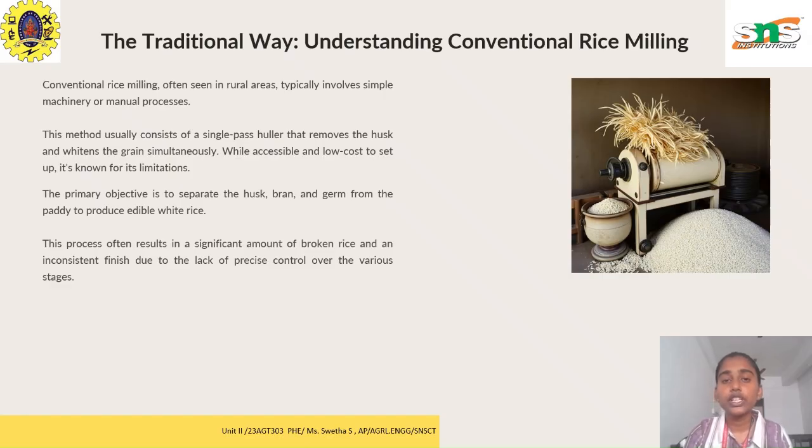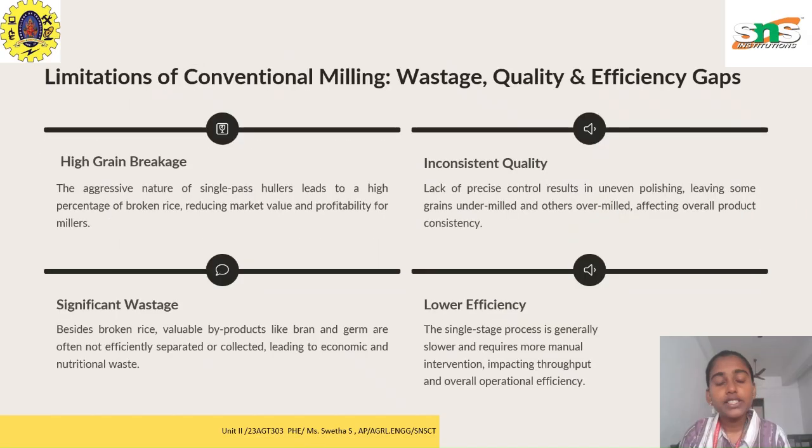As the conversion method is generally done manually, right? So there is a lack of efficiency. In this slide, we can see the limitations that we generally face while doing conventional milling, like high grain breakage. Generally, in the conventional method, we do it by hand, traditionally. So when the rice is passed through a single pass huller, it reaches a high percentage of broken rice, and it reduces the market value and profitability for millers.